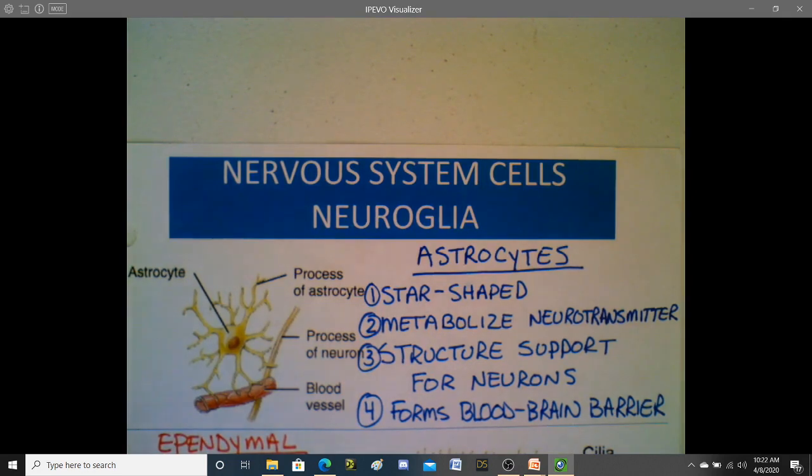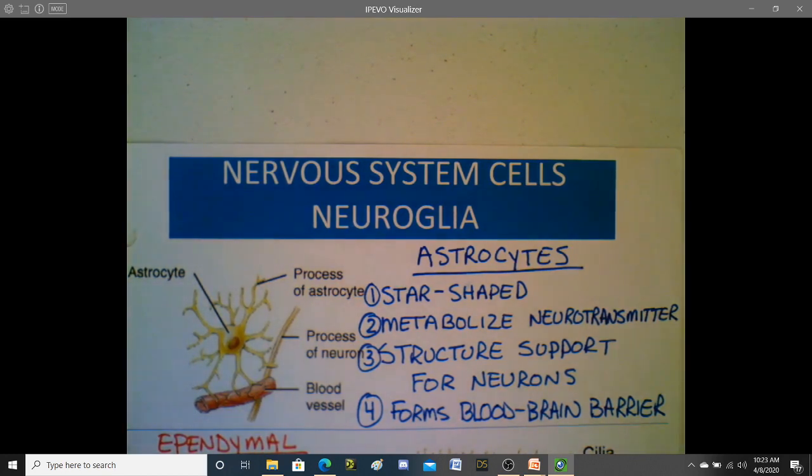Now, we mentioned neurotransmitters back in the muscle chapter. Remember, they are molecules that are going to act as keys that unlock and allow an action potential to move. Now, there are a whole bunch of different neurotransmitters that we're going to get to in this chapter, but these astrocytes can metabolize and create these different neurotransmitter molecules.